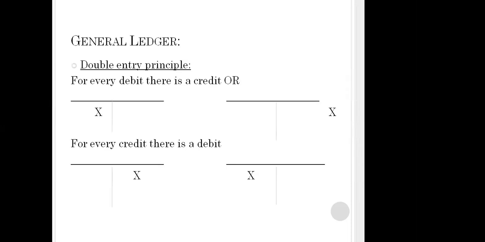And then we have talked about the double entry principle in accounting. That is saying for every debit, there is a credit. So if you're going to enter something on the debit side, then you're going to enter it on the credit side of the other account. Or for every credit, there is a debit. So if you're going to do the entries on the credit side of the T account, then the other entry will be on the debit side.